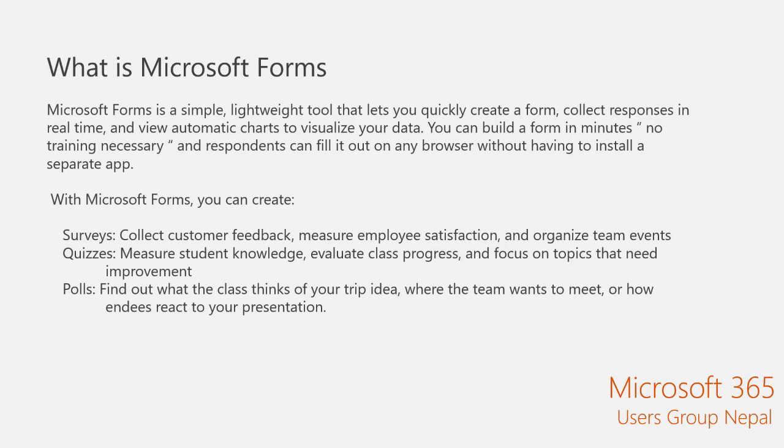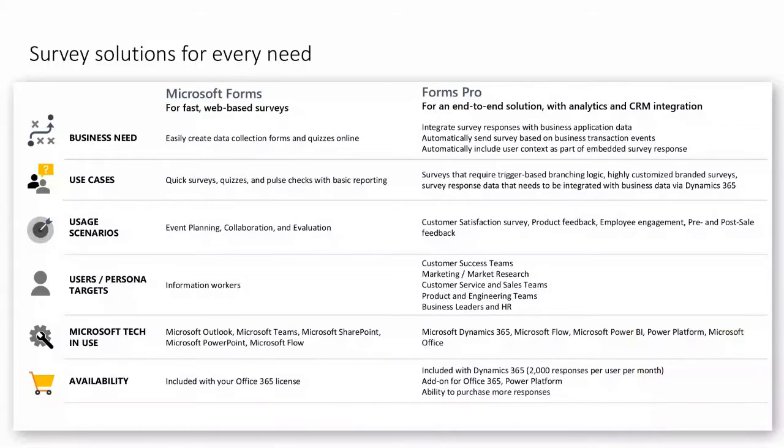What we can do with Forms is surveys, quizzes, and polls, whatever is necessary. We can even make attendance sheets and query forms. A lot of things we can do with Forms. For now, we have two types of forms. One is Microsoft Forms Basic, which is available for everyone. If you have an Outlook account, you can easily access Microsoft Forms. Even Office 365 users have Microsoft Forms and Microsoft Forms Pro.